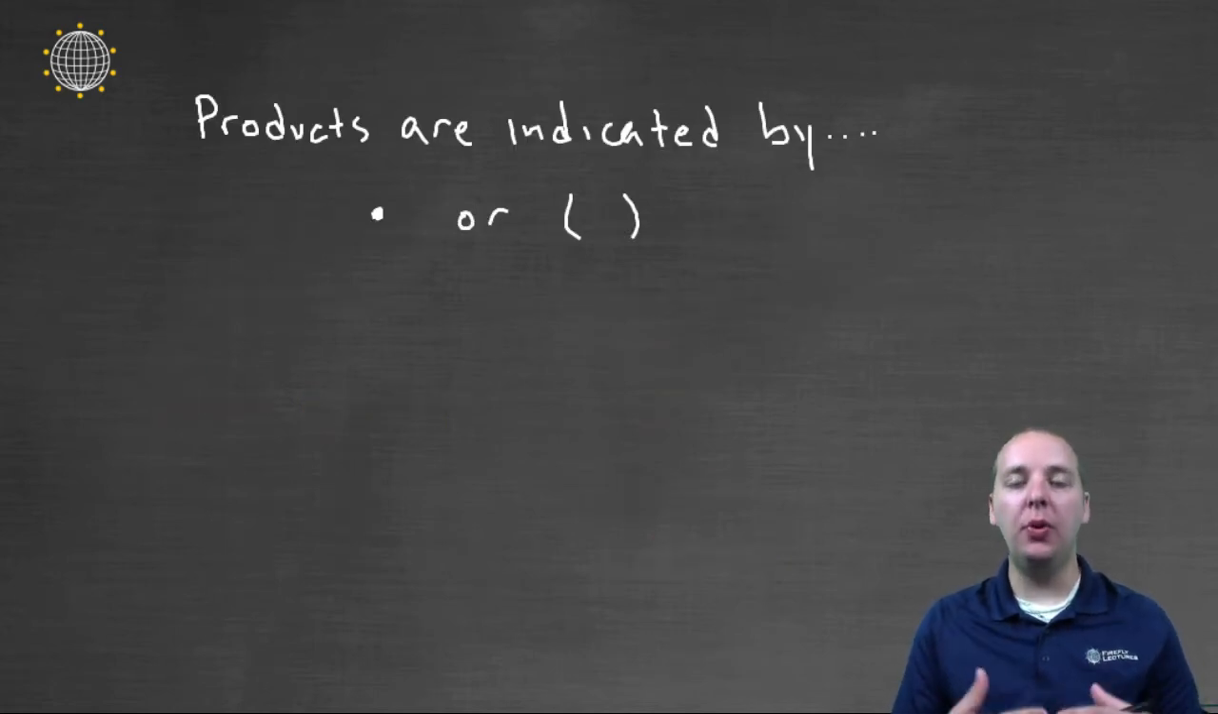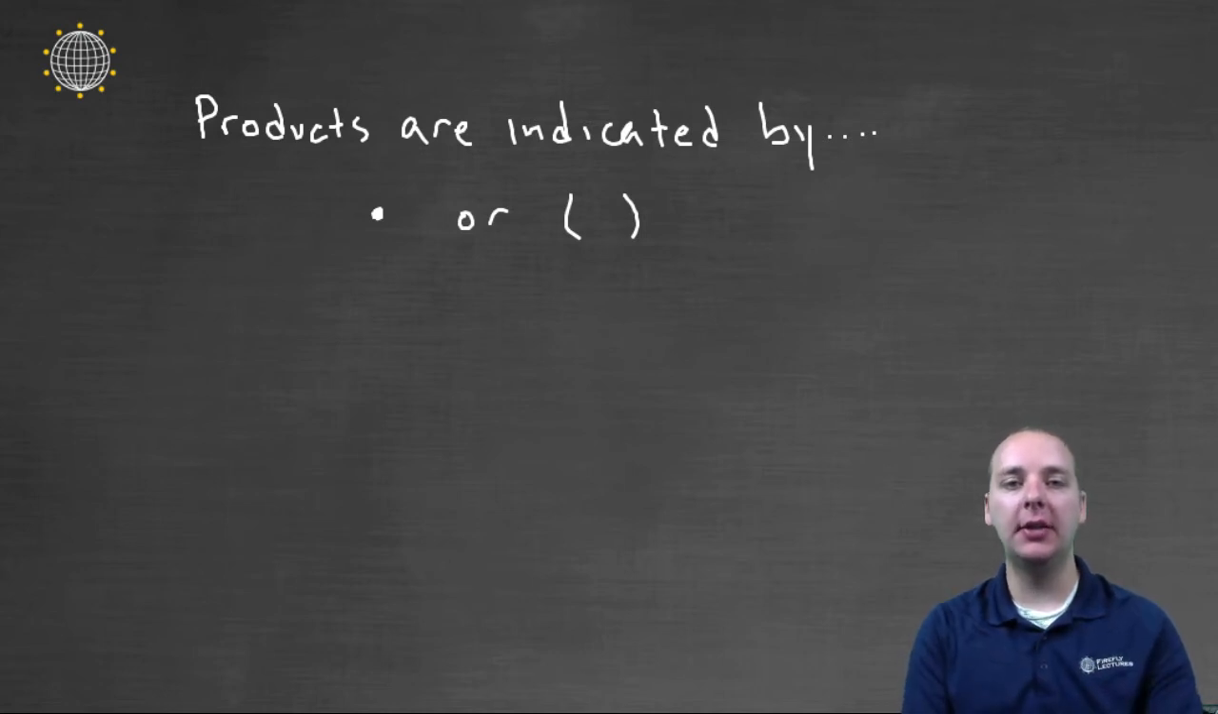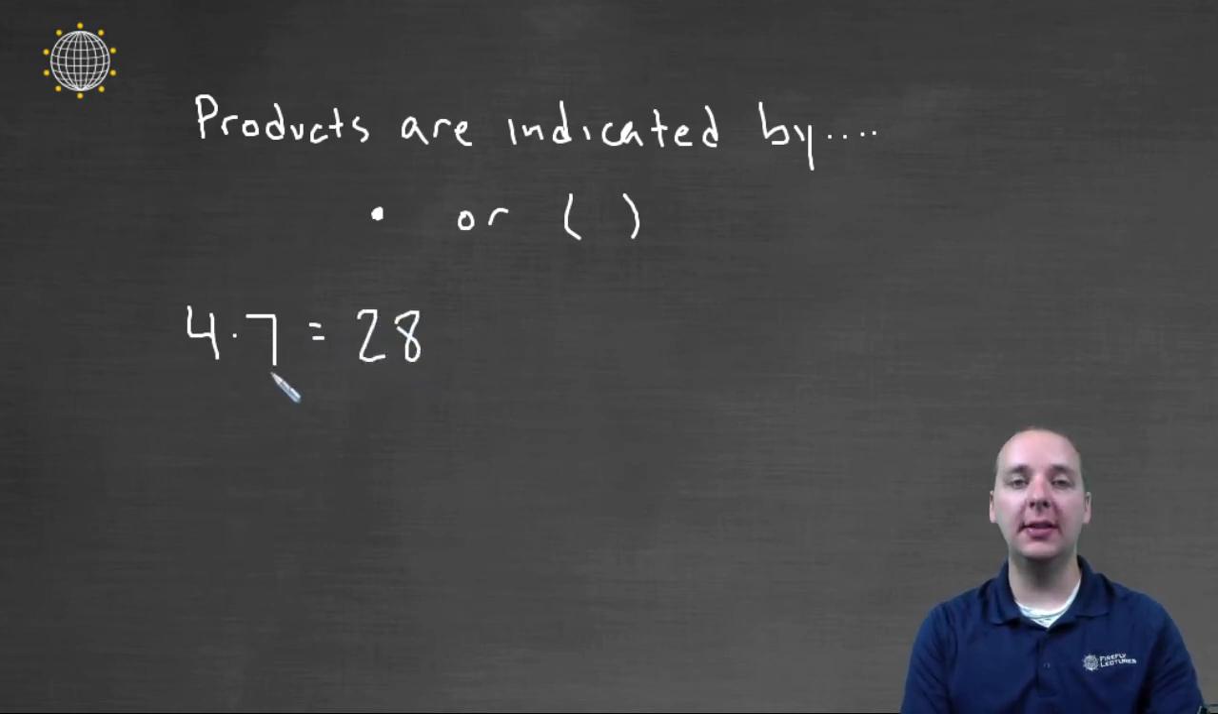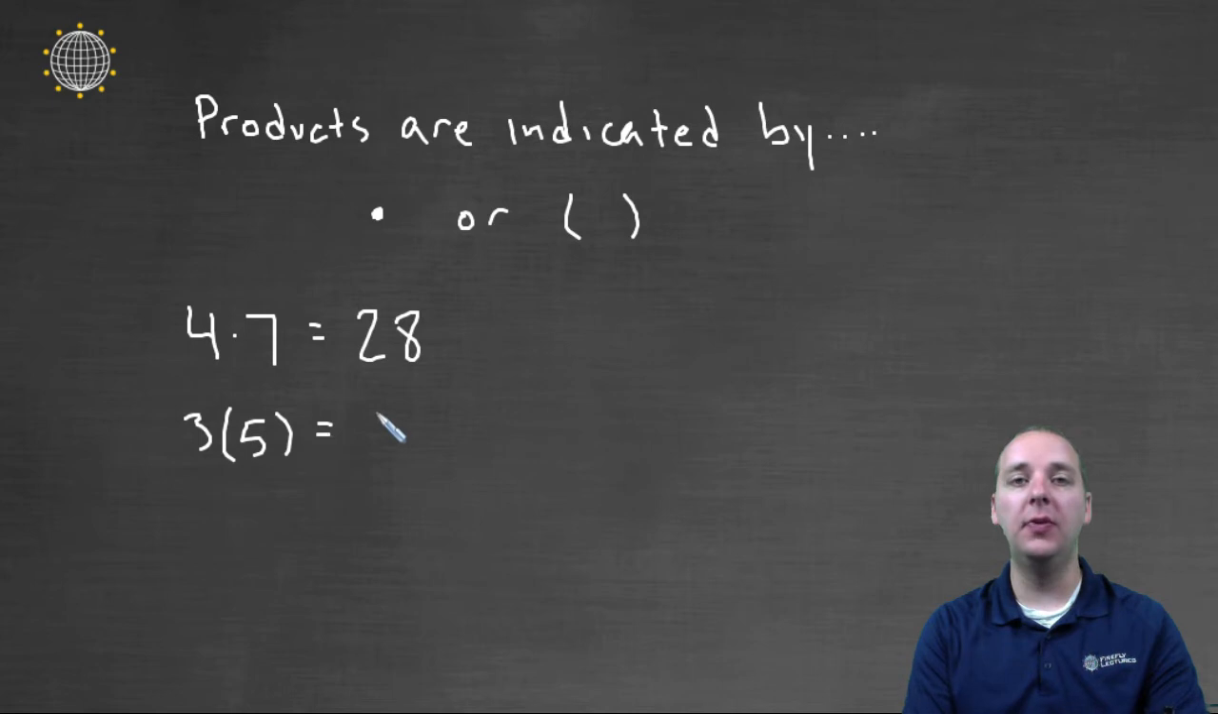All right, now how do we write products? Well, usually they're written in one of two ways in an algebra class. You can either use just a dot between the two numbers. For example, you could say 4 times 7 is 28, or you could use parentheses instead of a dot. You could say something like 3 times 5, where the 5 is in parentheses. 3 times 5 is equal to 15, let's say. So these are the most common ways to indicate a product.